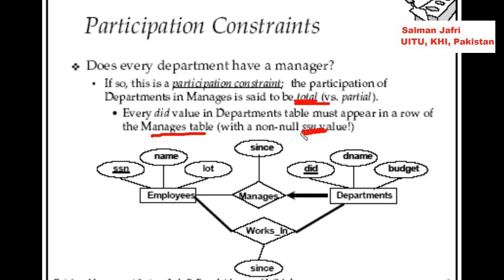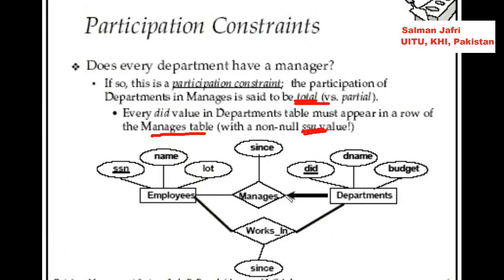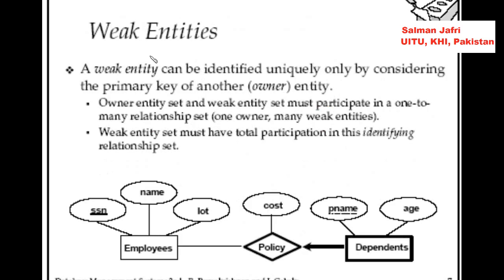And based on this particular thing, that every department ID must appear in the managers with a non-null SSN value, since we have this thing, we also have this arrow from the department side towards the managers side, and this can be further seen by this thing, right? Every department ID is participating in the managers relationship, so this particular arrow. So this is how the ERDs actually work.